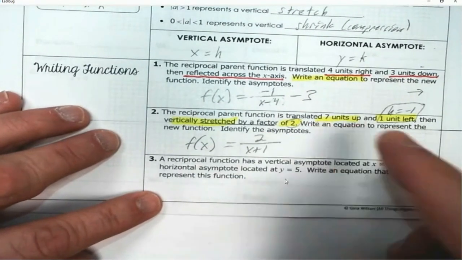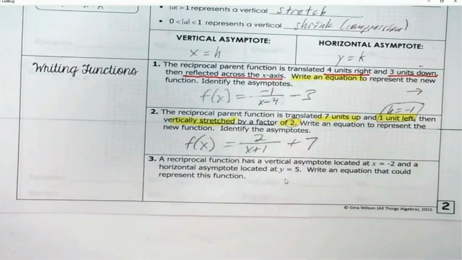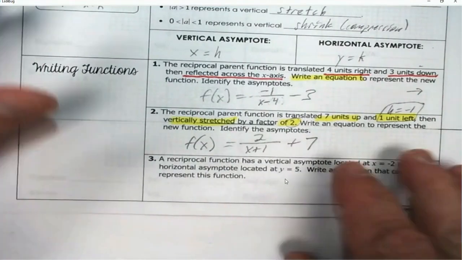And 7 units up. Plus 7. So that is our function. That is the equation that we're doing right there. All right. Let me see. Is there anything else we need to do? Oh, yeah, one more. Here, I'm just going to do this on the back of this.